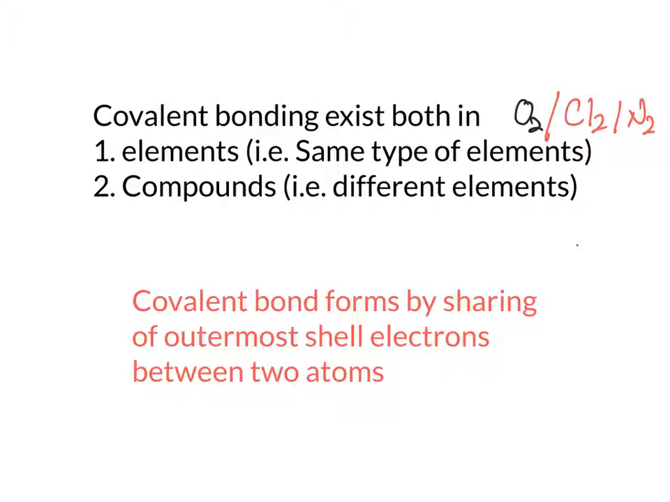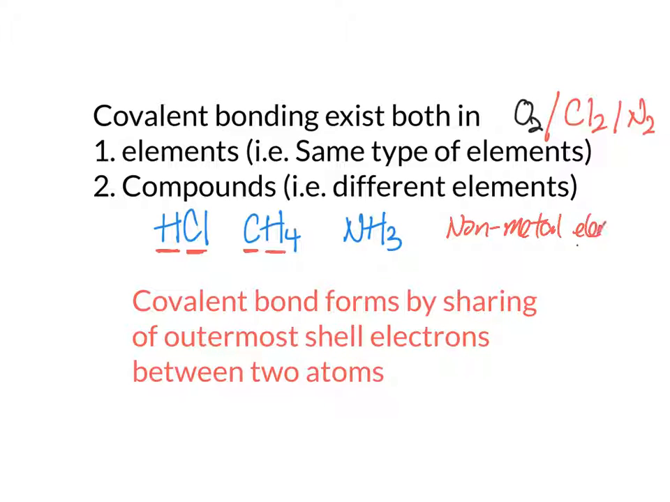The other one will be compounds. That means different elements combined together, for example HCl, CH4, or NH3. In this case, we have two different elements, say one hydrogen and one chlorine, or carbon and hydrogen. When these kinds of non-metal elements combine together, they form covalent bonds.